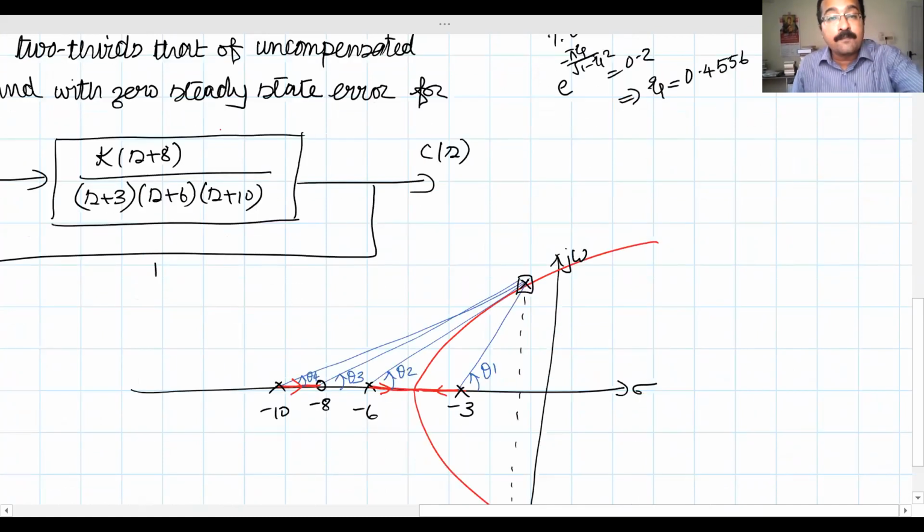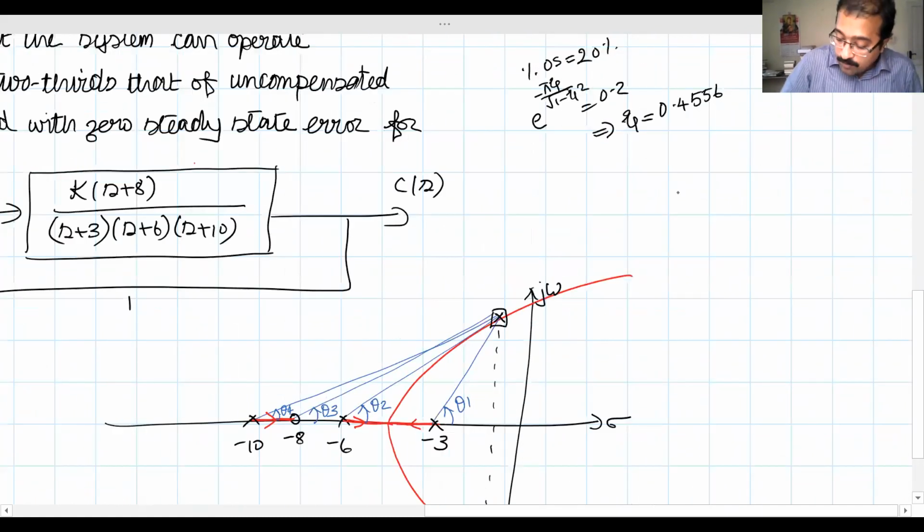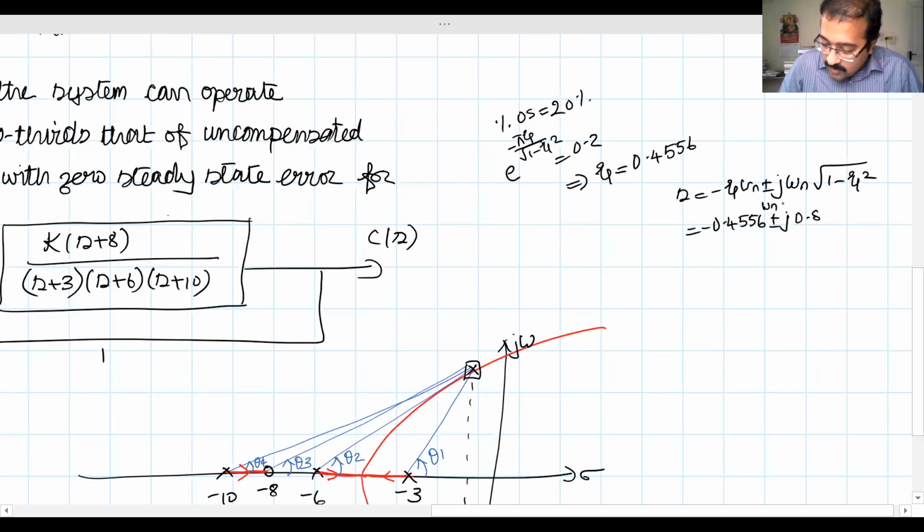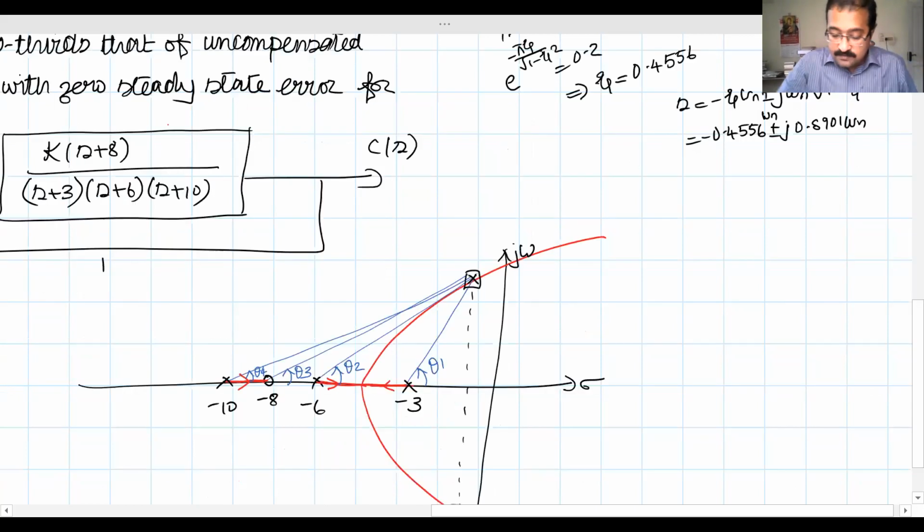And what are the dominant pole pairs? How will you find that? Dominant pole pairs are minus zeta omega n plus minus j omega n into root of 1 minus zeta square. Just substitute zeta value there. You will get minus 0.4556 omega n plus minus j 0.8901 omega n.